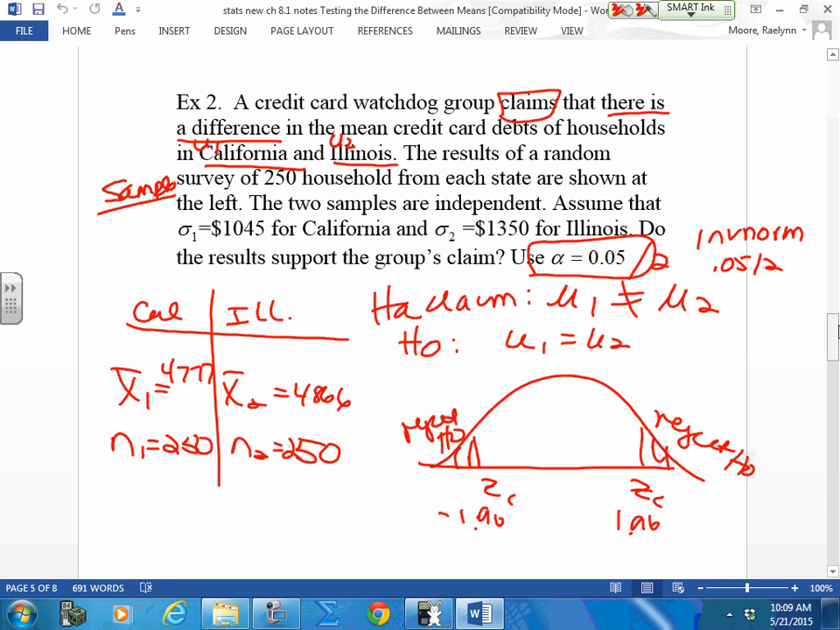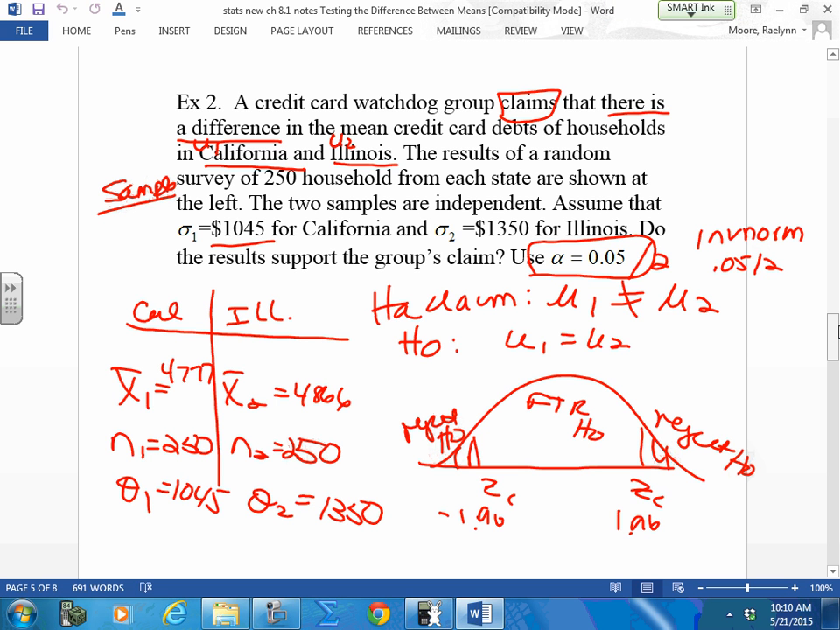Now, they have to give us your population standard deviation because this is z-score, and the population standard deviation is known. So just write it under here. Keep all of one state here, all of the other state here. So they gave us this for California and this for Illinois. Okay? So we've got everything we need to do. We need to know exactly where these are.